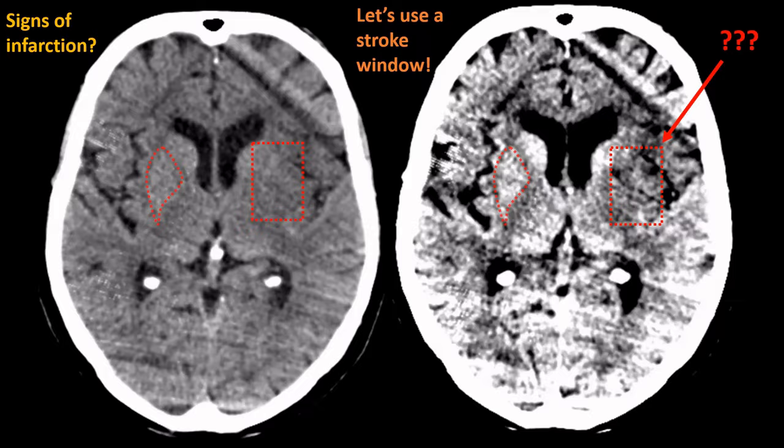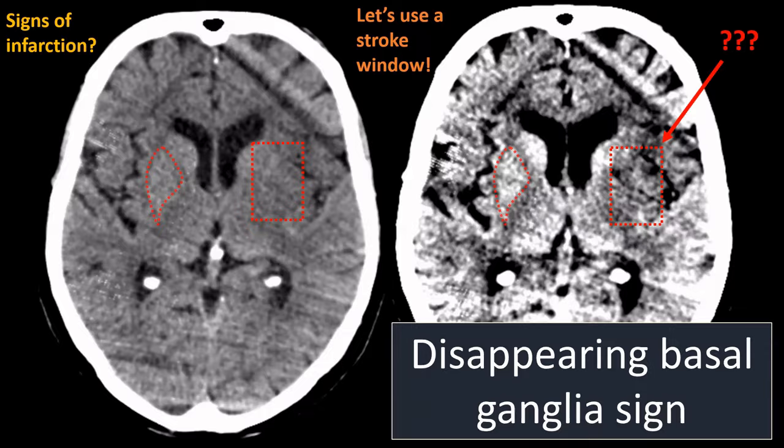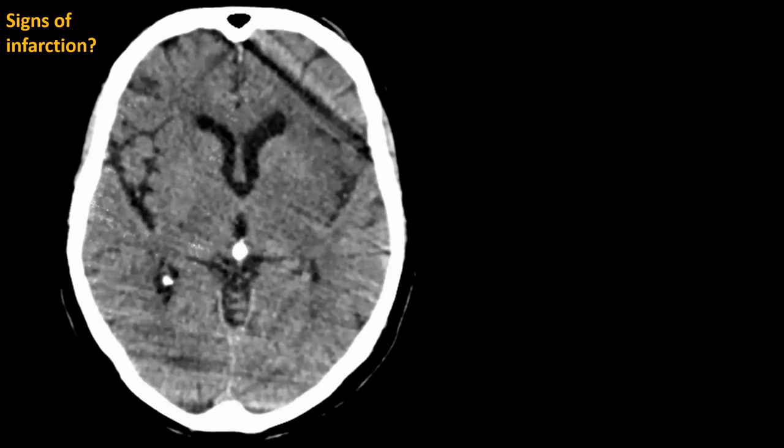And if we now look back at the brain window, yeah, we could have seen it there as well, but it's easier if you use a strong stroke window. The disappearing of the basal ganglia is called the disappearing basal ganglia sign, and you should always check your basal ganglia in a patient suspected of having an ischemic stroke, especially if the patient has symptoms that would fit a middle cerebral artery infarction. And I already mentioned it, also look at your insular cortex.